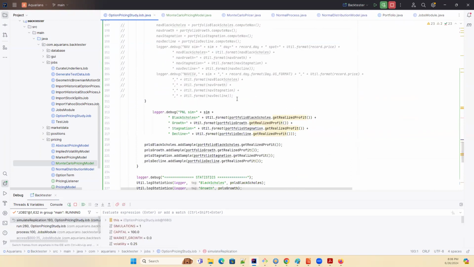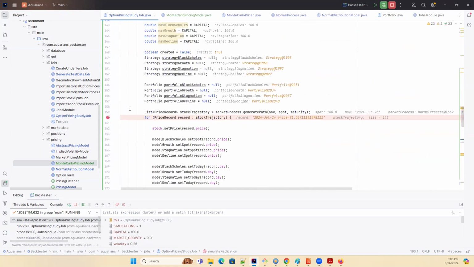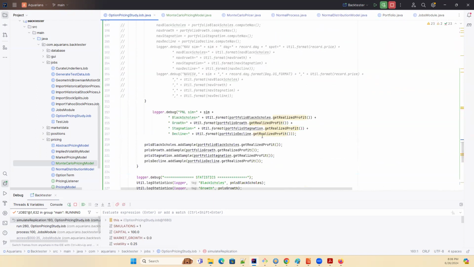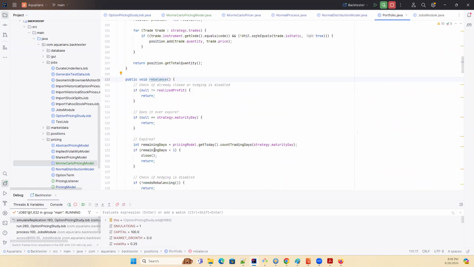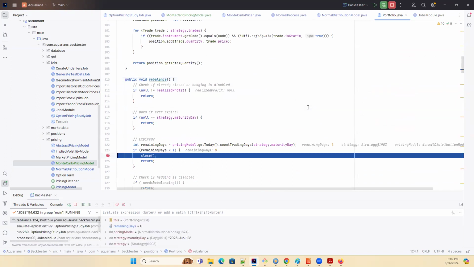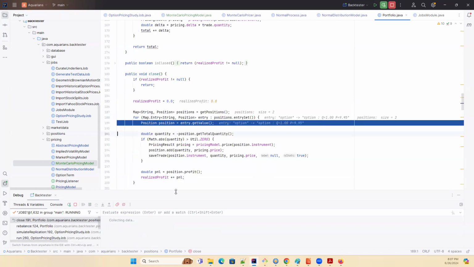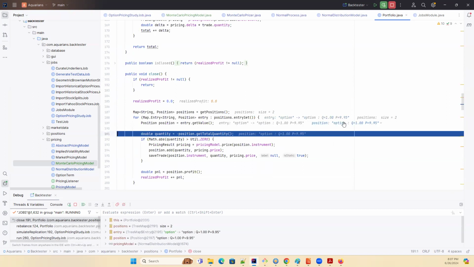Okay, and do this for 1 year, rebalance every month, and let's see what happens in the end. So in the end, the strategy expires. So let's put a breakpoint when it expires. Okay, so it expired, and we need to close the position. What does this mean? Well, we have a position on the option. We have bought one option at the price of 9.95.